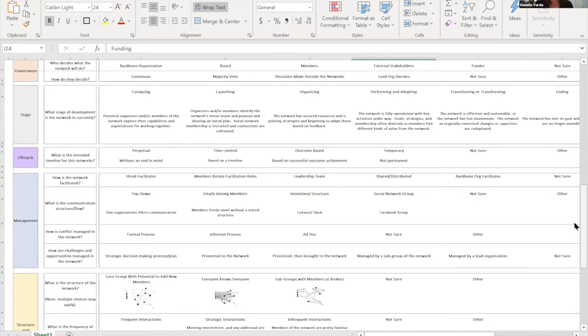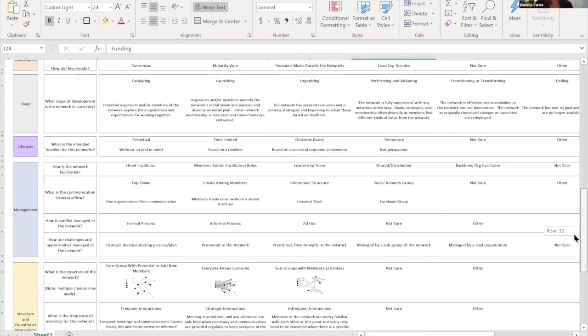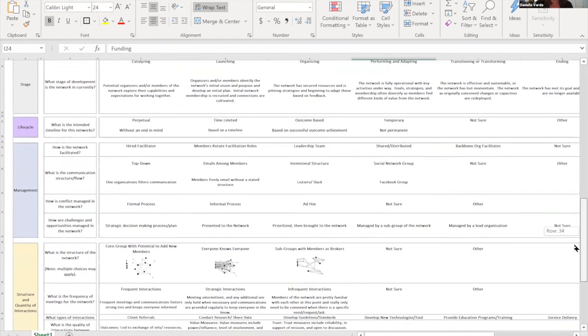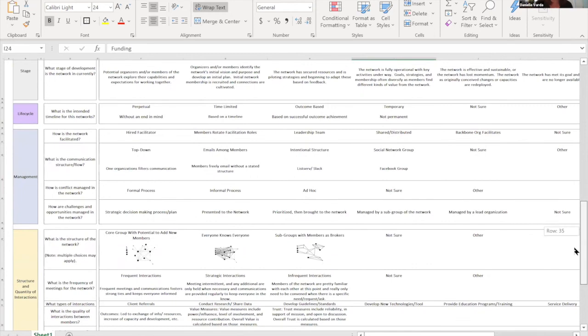So you'll see we're coming low on time, and I don't want to spend all the time reading the document through to you. So there are different stages you can dive into and look at. The life cycle I mentioned: perpetual, time limited, outcome based, or temporary.